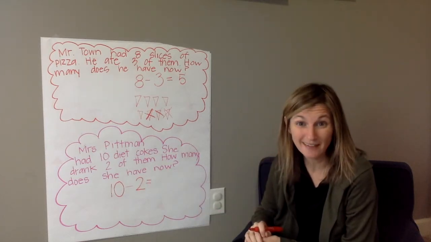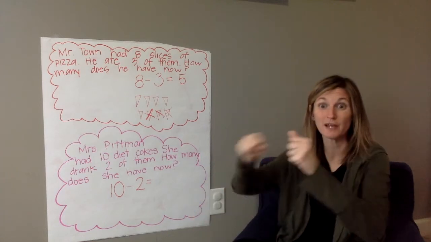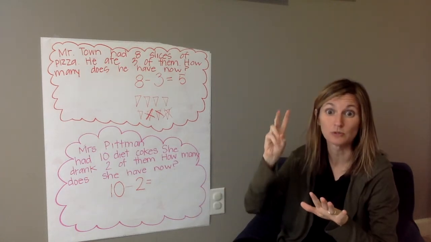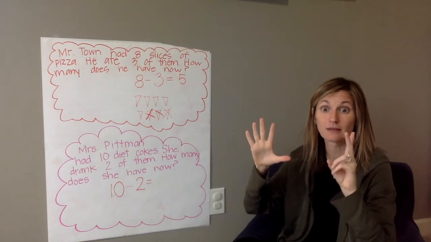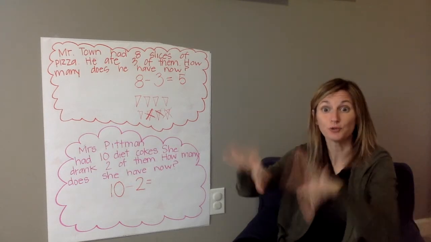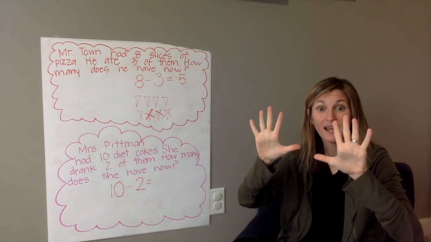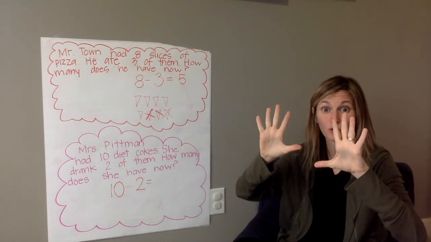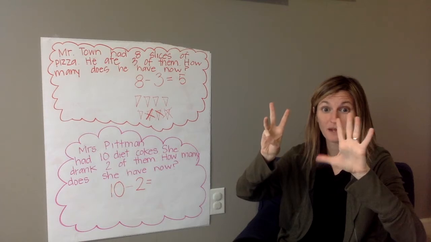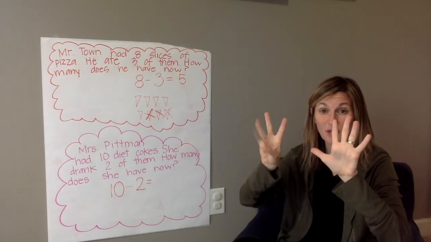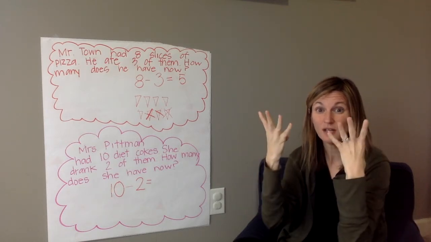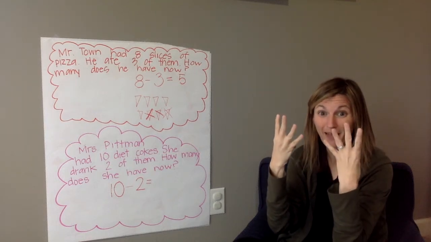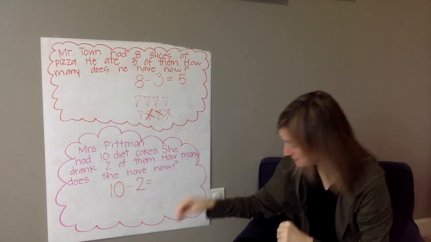So when you have 10, sometimes it's nice to use your fingers, because how many fingers do you have? 10. You don't even have to count. 1, 2, 3, 4, 5, 6, 7, 8, 9, 10. You can just hold up 10. And I drank 2 of them. So you can put both your thumbs down, or you could put a thumb and a pinky down and figure out how many you have left. I'm going to put both my thumbs down. I have 4 on this hand and 4 on this hand. So I still have 8 left.